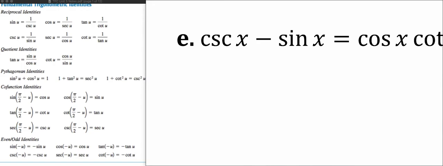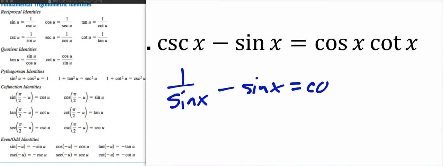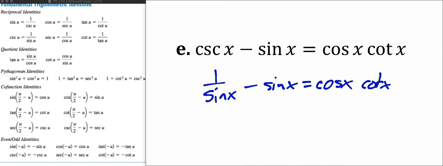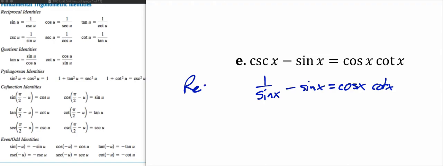I'm going to change the cosecant to 1 over sine, and I'm going to leave the sine of x alone for right now. And on the right side, we're just going to leave it as cosine x times the cotangent of x. That's the reciprocal identity. From here, we've got a fraction minus something.